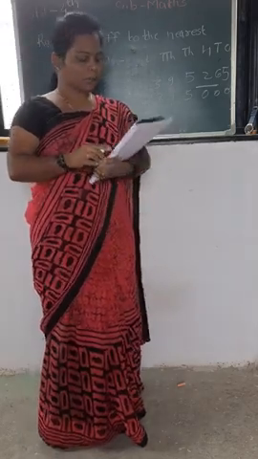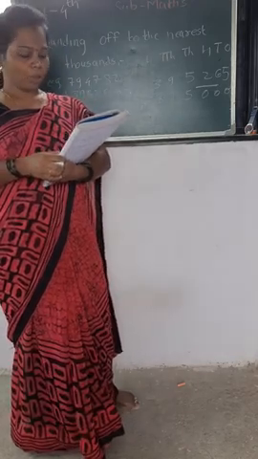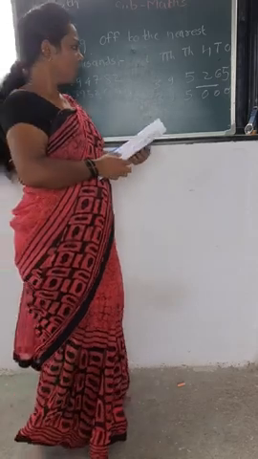Then the next point is exercise 1.7. Solve this exercise as homework. Then our next point is Roman numerals.